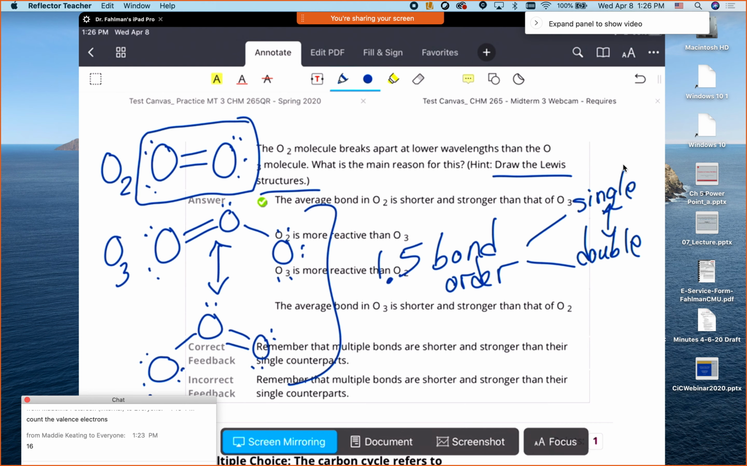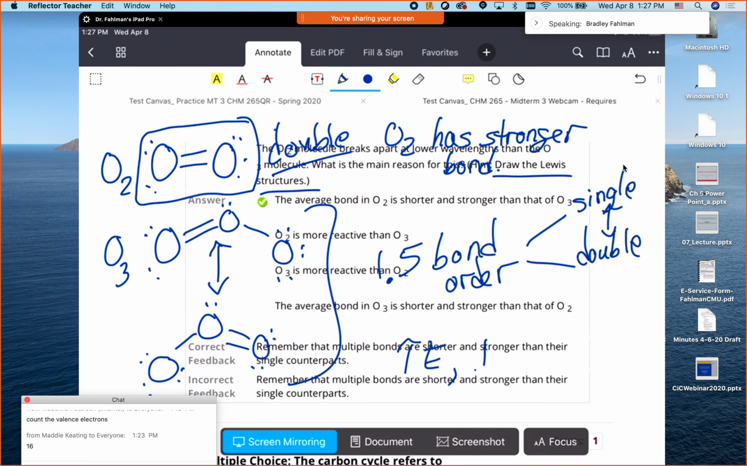Versus this, which is a double bond. So this is a stronger bond, and therefore it's going to require more energy to break. More energy means a lower wavelength, so shorter wavelength.